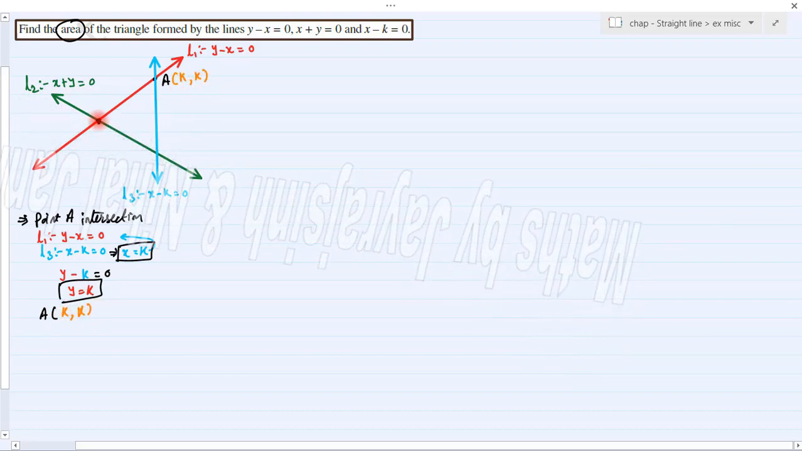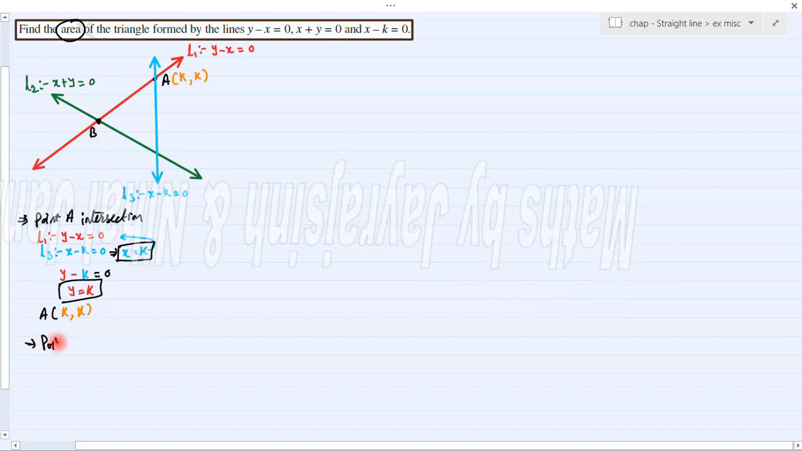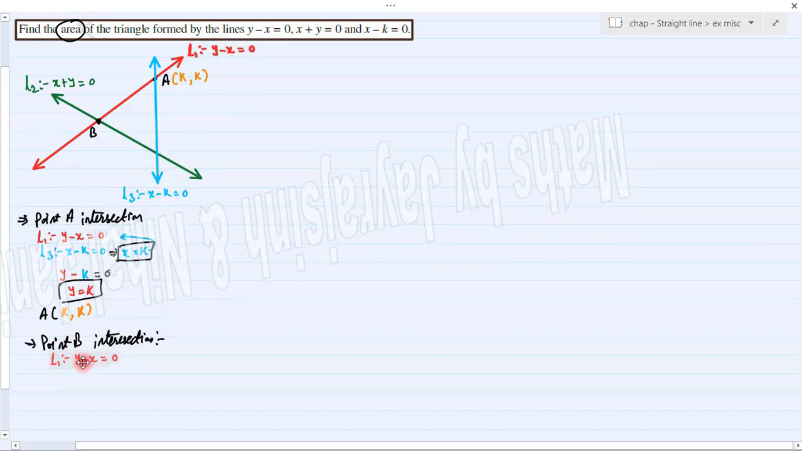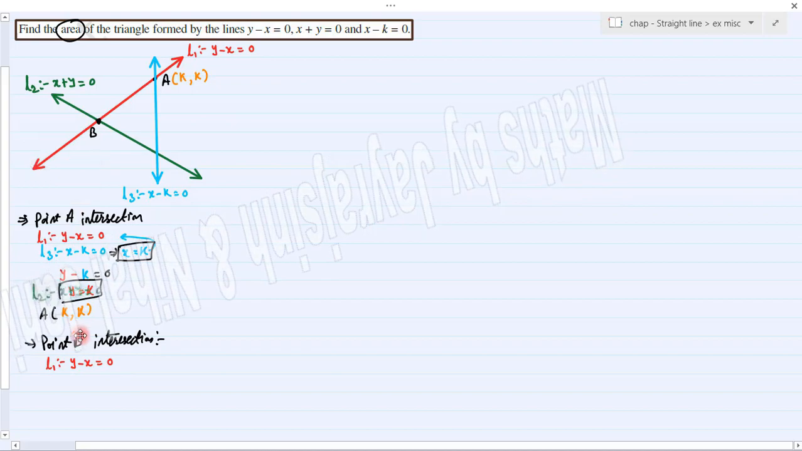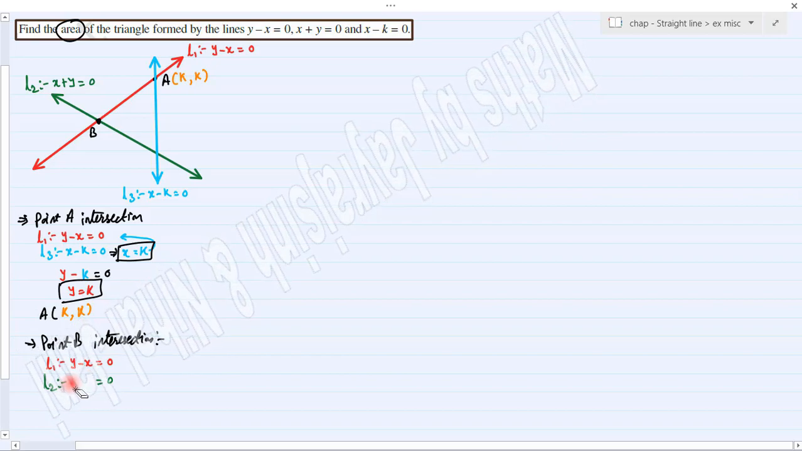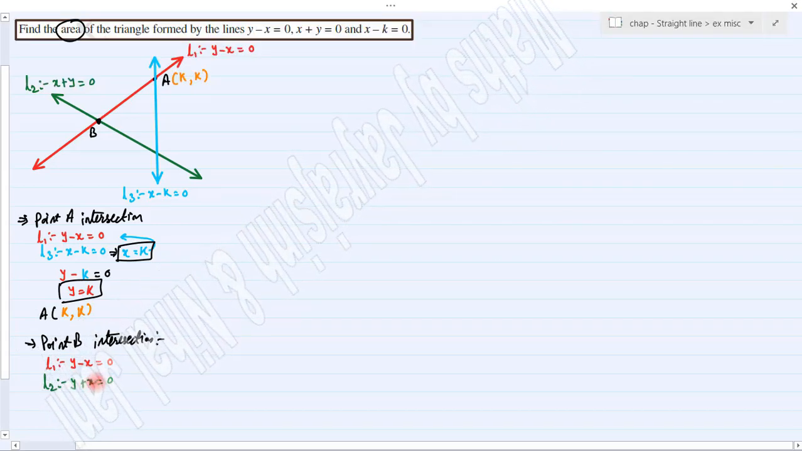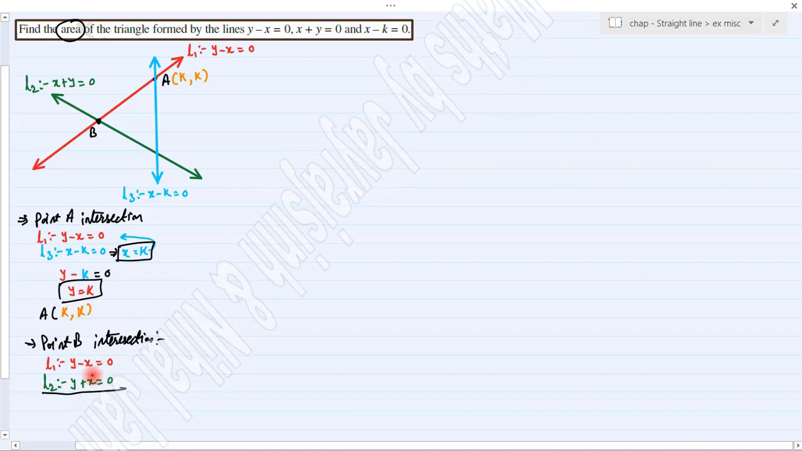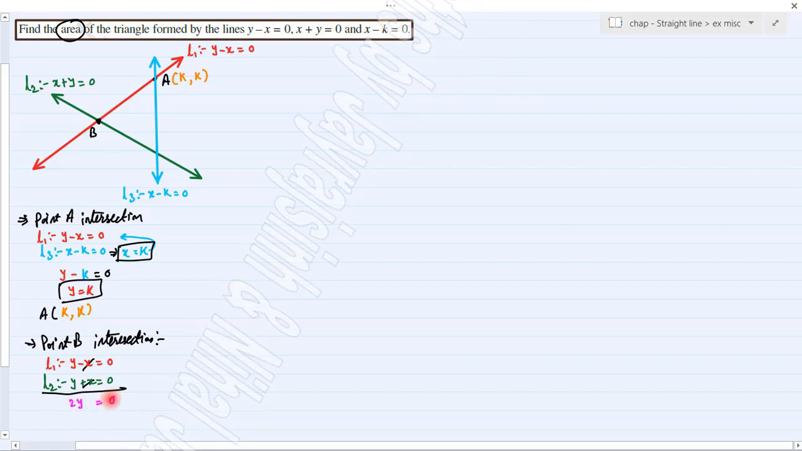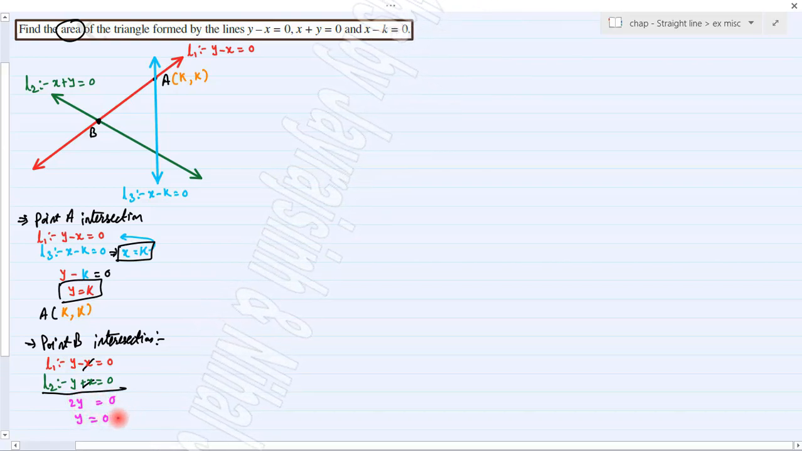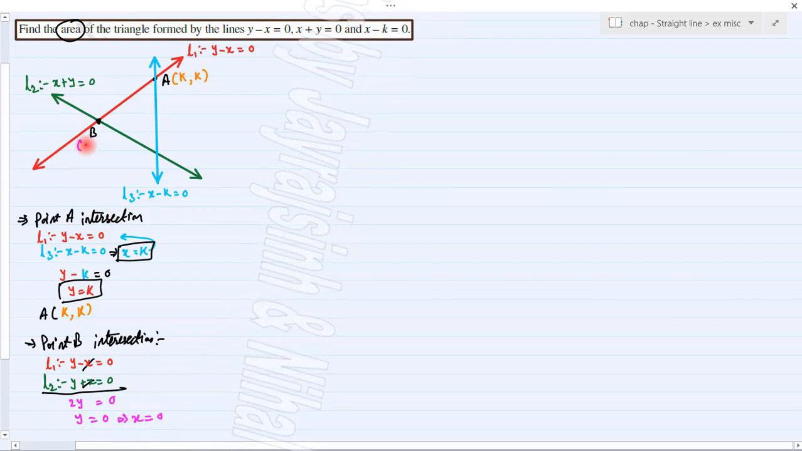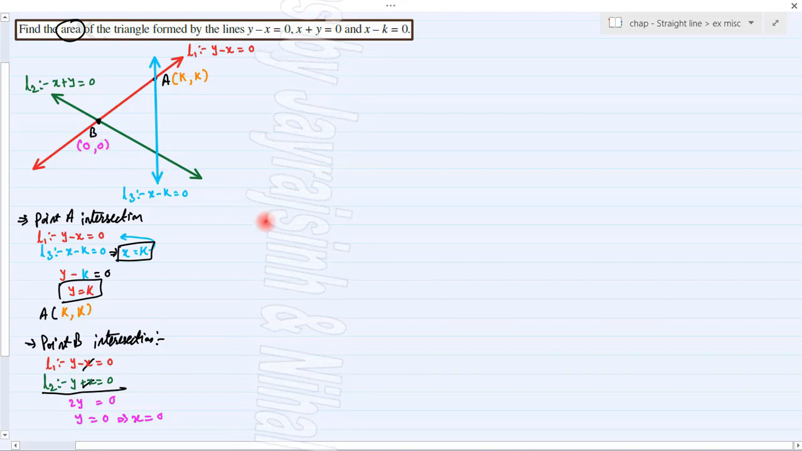Similarly, we have to find the second point B, which is nothing but the intersection of line L1 and L2, and we have to solve these two equations. Let's rearrange the terms of the second equation. Let's say it is y plus x. So we can add these two equations. Your x will cancel out. We will get 2y equal to 0, or we can say y must be 0, which will give us x equal to 0. So we get the coordinates of B as (0, 0).